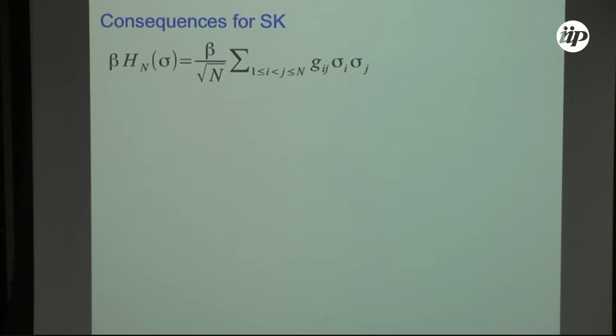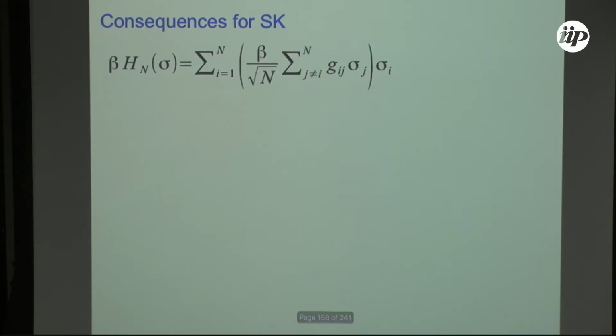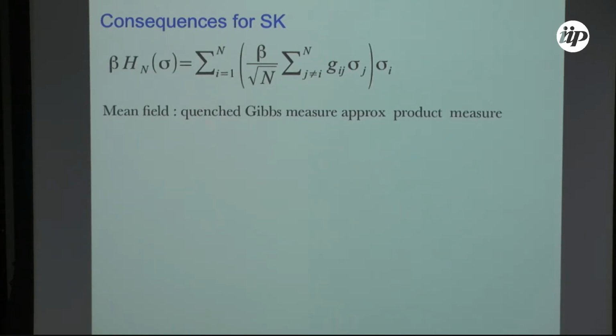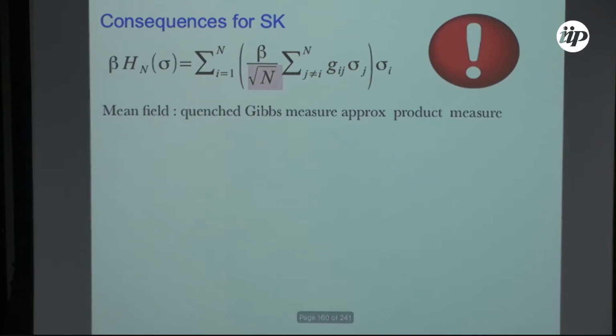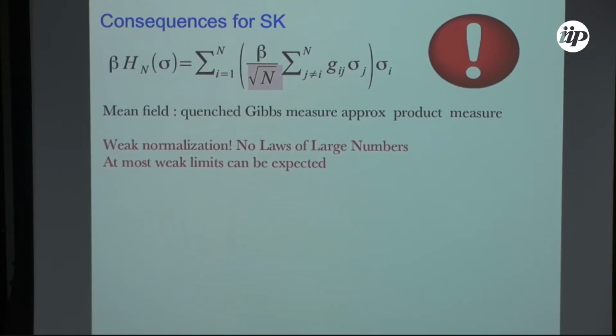But let me work out the consequence for the SK model. I'll redo the same computation, but I'll single out the spins sigma_i, and I want to see these effective fields showing up. Again, it's mean field, so even the quenched Gibbs measure should be an approximate product measure. This sentence is badly formulated, but let's take it for what it is. Again, there is a problem: the square root of n normalization is a weak normalization. So I definitely cannot expect a law of large numbers to kick in, at most weak limits. This would be the central limit theorem normalization.